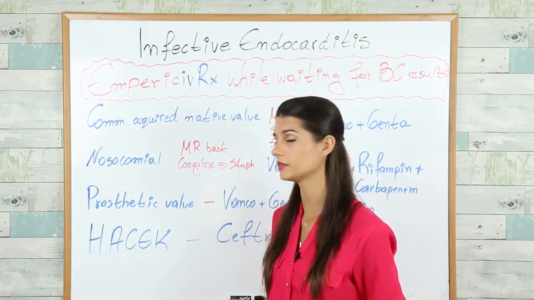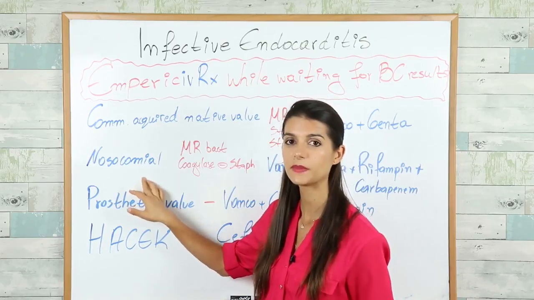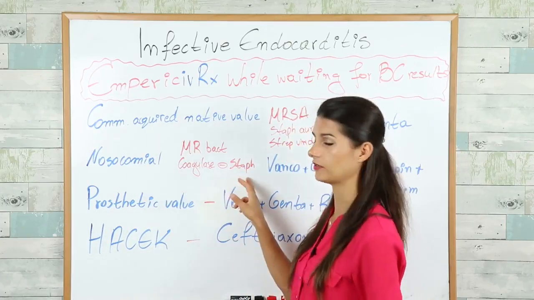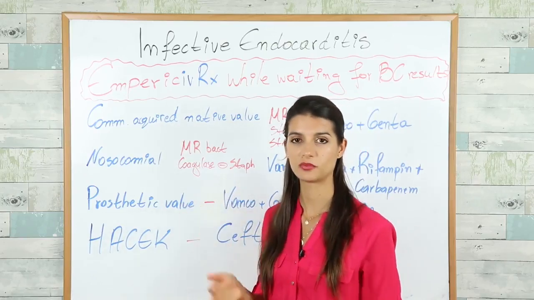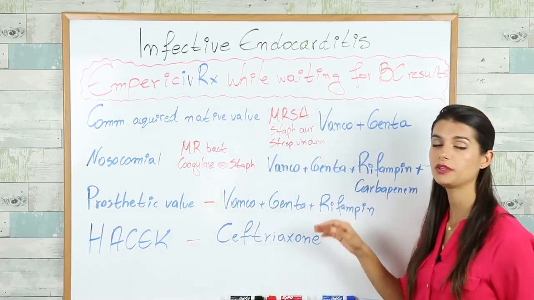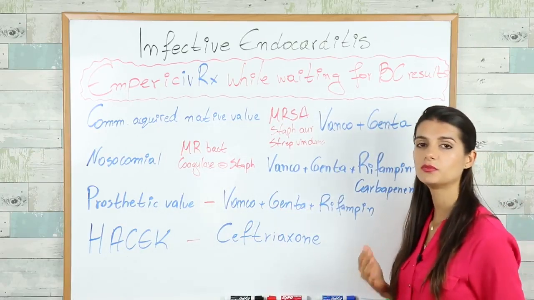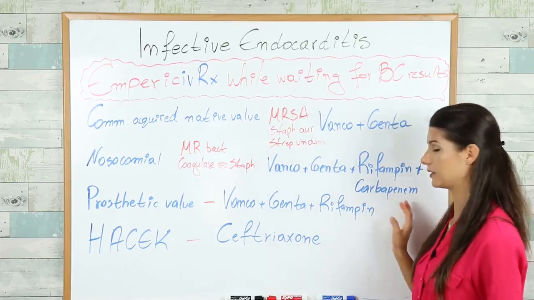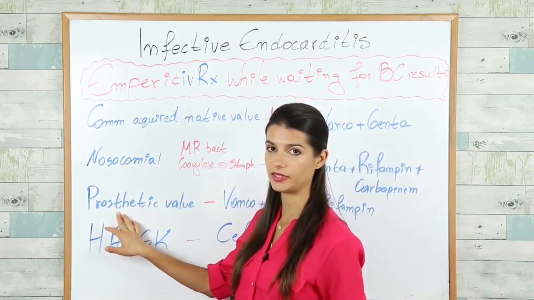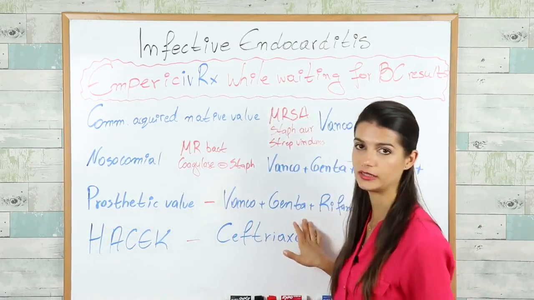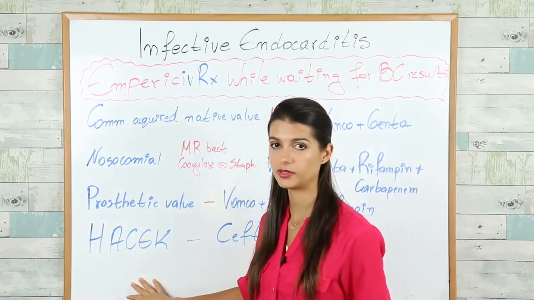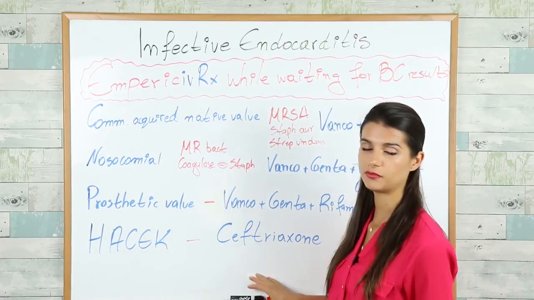Now, on the other hand, if the infective endocarditis has been acquired in the hospital after 72 hours after admission, basically what is called nosocomial infection, then you want to cover multi-resistant bacteria and especially the coagulase negative staphylococci, which are Staph saprophyticus and Staph epidermidis. Alright, so we do this again with Vanco and Genta, but we add rifampin and anti-pseudomonal beta-lactam antibiotic like the carbapenems. Also, apart from that, if the patient has prosthetic valve infective endocarditis, we want to give them Vanco, Genta and rifampin again. And if the patient has HACEK infective endocarditis, you want to treat him with ceftriaxone.